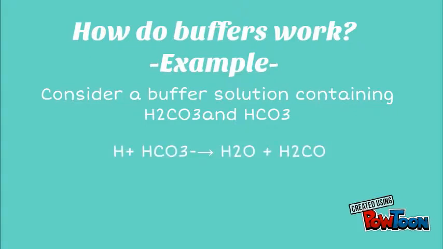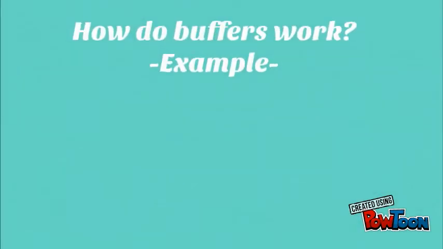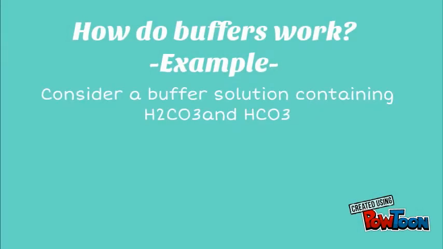When acid is added to the solution, the conjugate base HCO3 negative reacts with it to turn it into water. This consumes the extra H+ and keeps the pH constant. When base is added to the solution, the weak acid H2CO3 reacts with it to turn it into water. This consumes the extra hydroxide ions and keeps the pH constant.